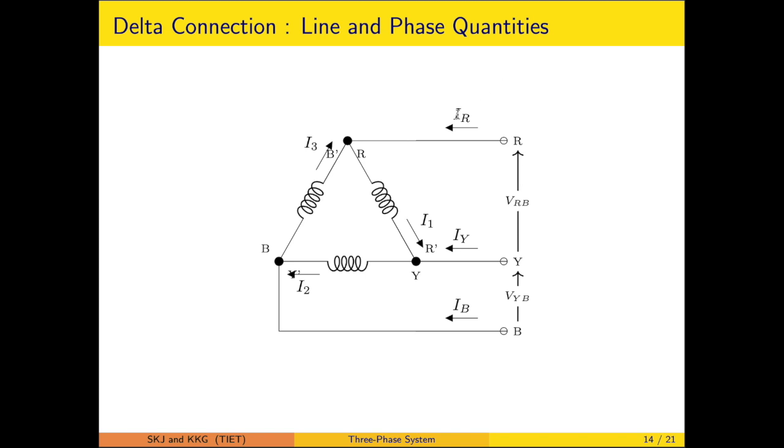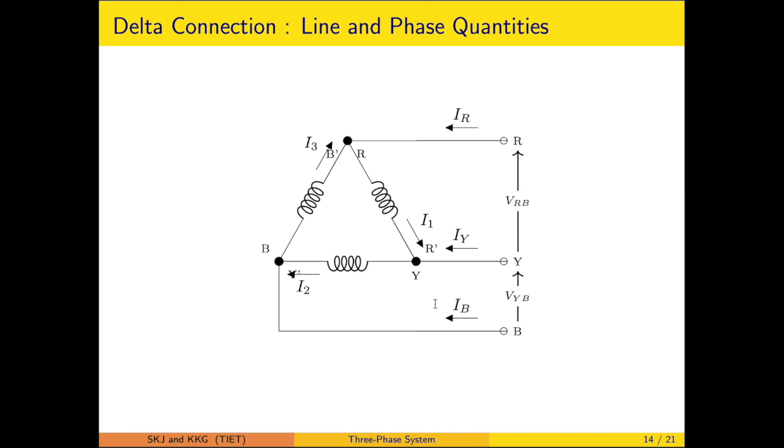So IR is nothing but I1 minus I3. So by the law of KCL you can establish. Similarly IY will be I2 minus I1. Similarly you can calculate the IB. Now here whatever voltage is appearing, that is a line voltage, and this particular line voltage is also the phase voltage. So that is the beauty.